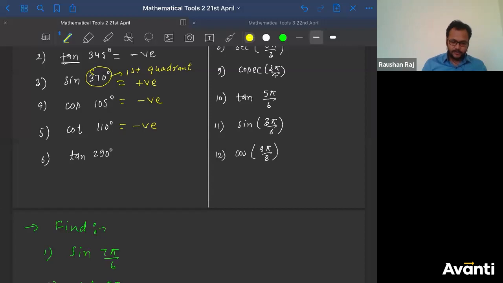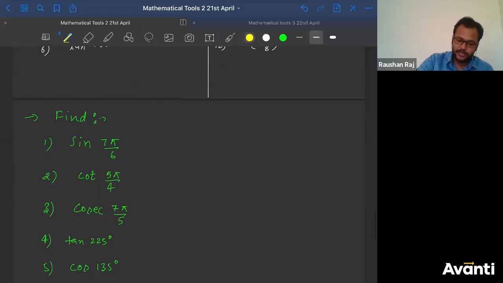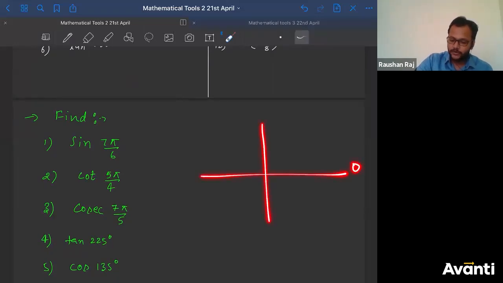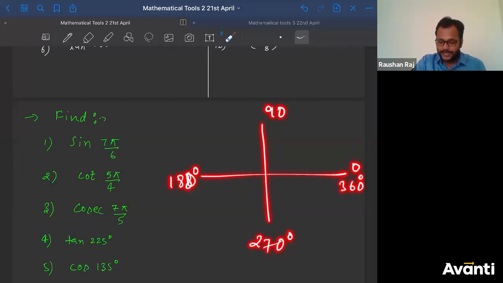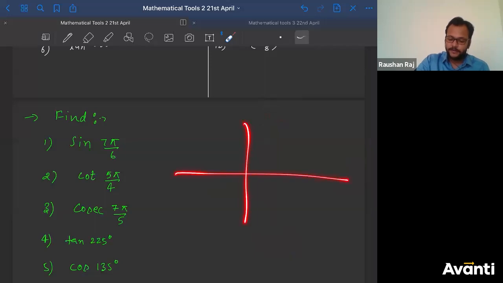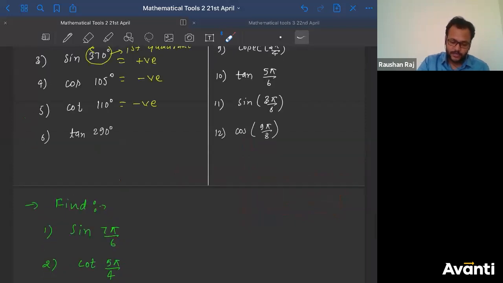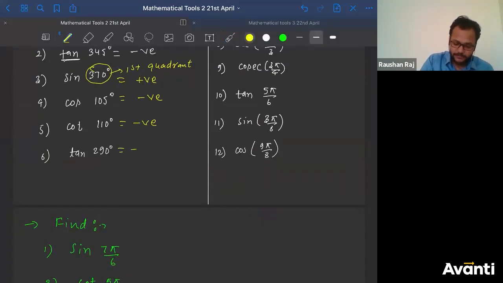Okay. So tan of 290 degrees. In which quadrant will 290 degrees lie? Let us draw the quadrants again. 0 degrees, 90 degrees, 180 degrees. This is 270 degrees, and this is 360 degrees. Correct? 290 is in between 270 and 360, that means the fourth quadrant. In the fourth quadrant, which trigonometric ratios are positive? Cos and sec theta are positive. We are talking about tan, so it will be negative. Correct? Next one.